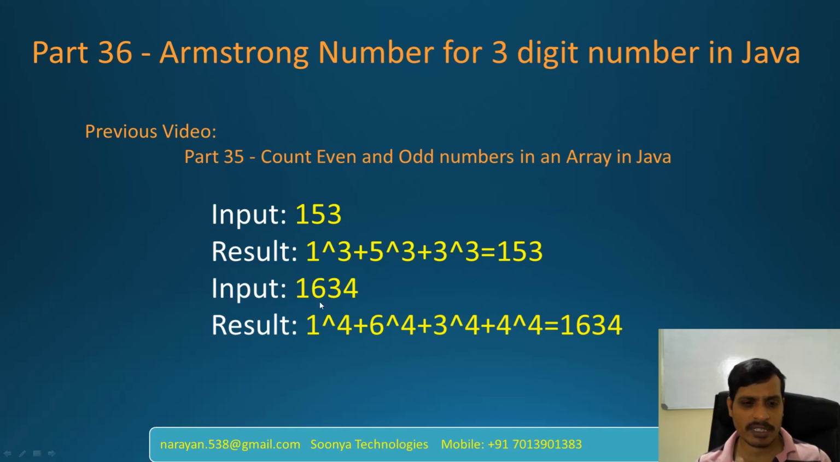Here we have another number, 1634. It contains 1, 6, 3, 4. If the sum of the fourth powers of the individual digits equals 1634, then 1634 is an Armstrong number. Here 1 power 4 plus 6 power 4 plus 3 power 4 plus 4 power 4 equals 1634.